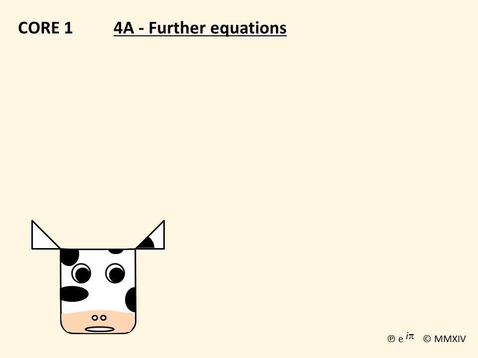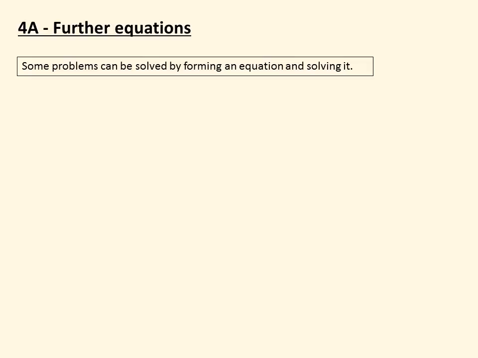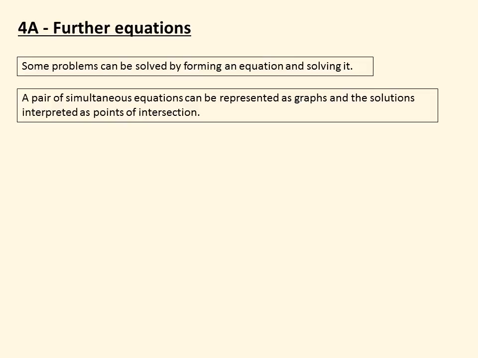In section 4, we're going to look again at quadratic graphs and equations. We're going to look at the relationship between quadratic graphs and straight line graphs. Problems can be solved when you form equations. We can set up equations as graphs and we can solve these to see where the lines intersect.